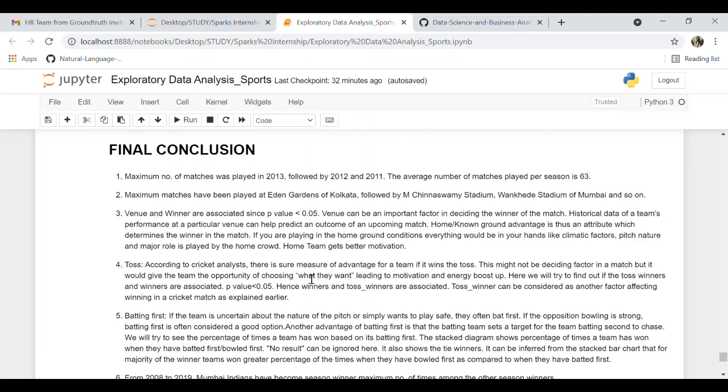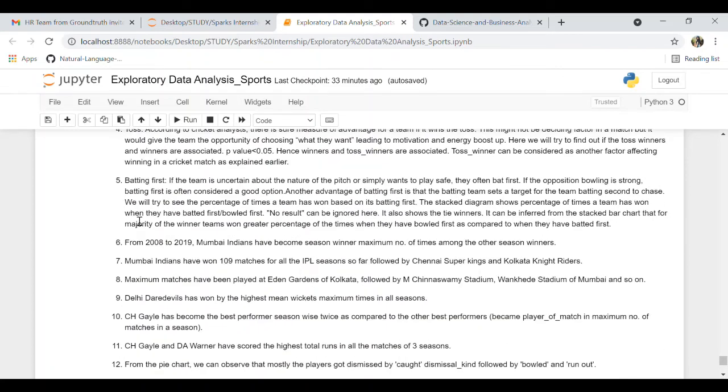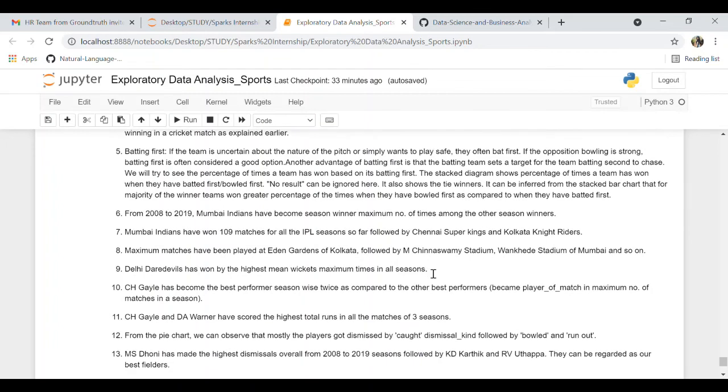venue and winner, they're associated. Toss winner and winner, they're also associated. Maybe bowling first according to this data has led to more number of wins. Okay, now Mumbai Indians, Chennai Super Kings, Kolkata Knight Riders, they might be some of the top successful teams, followed by Delhi Daredevils.